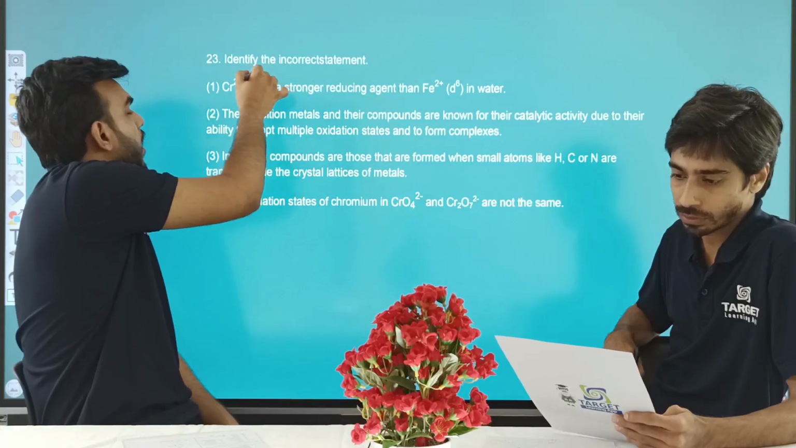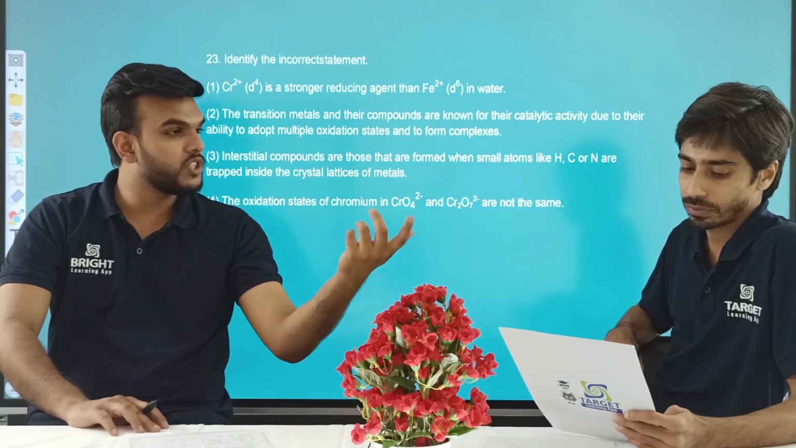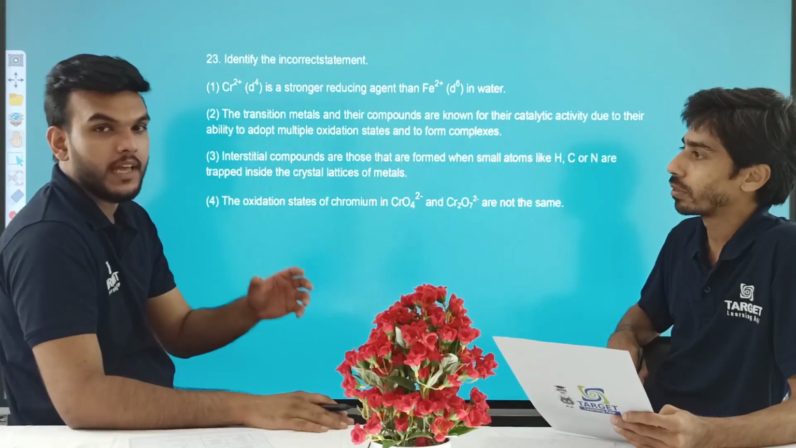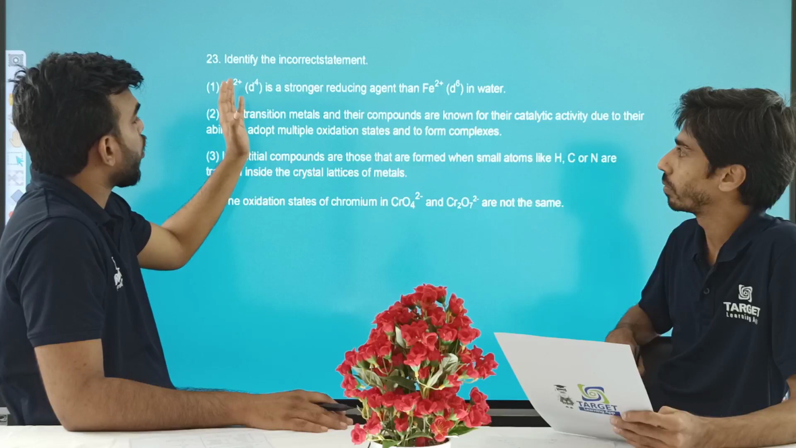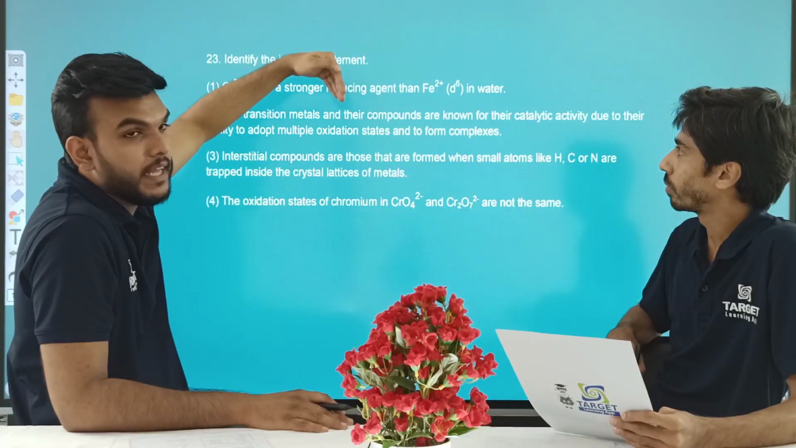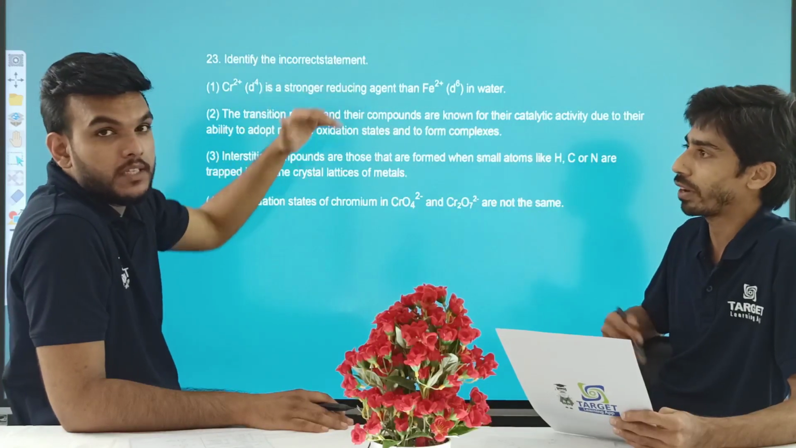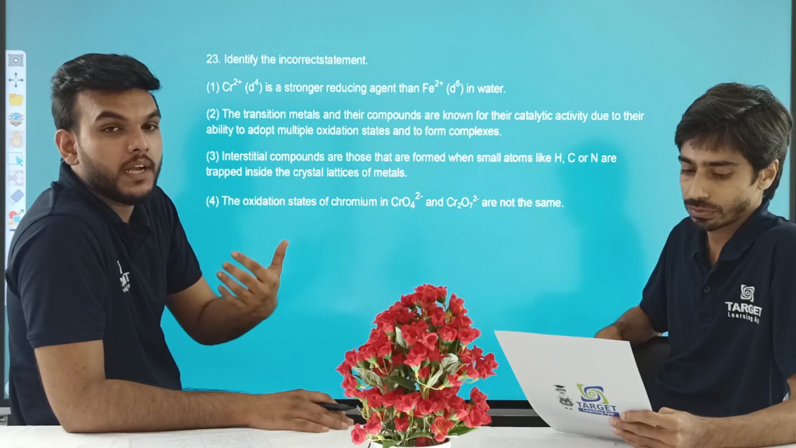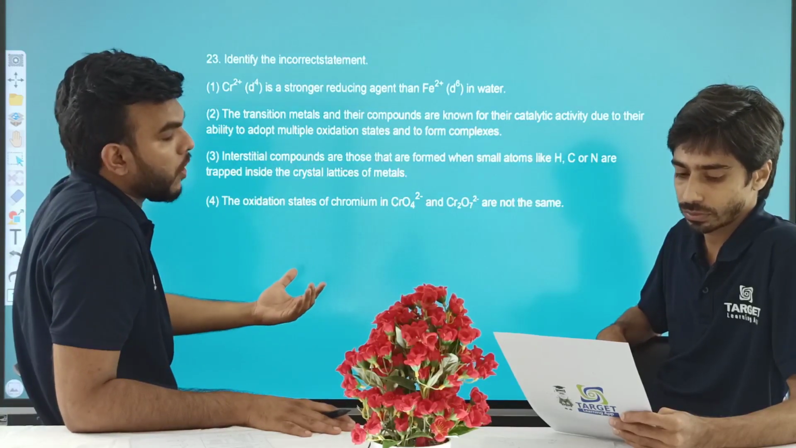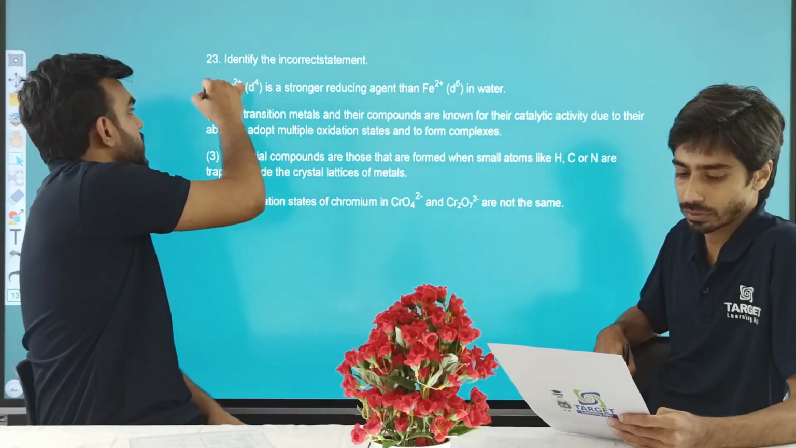There is chromium here. Actually, it's a direct concept that is given in our chapter, the d and f block elements. In the d and f block elements, it is given that d4, that is chromium 2+, is a strong reducing agent, due to its ability to form the d5 configuration. It has a tendency to become a half-filled electron configuration, so it has more reducing property. So we can say it is a stronger reducing agent than Fe2+. So this concept is right.